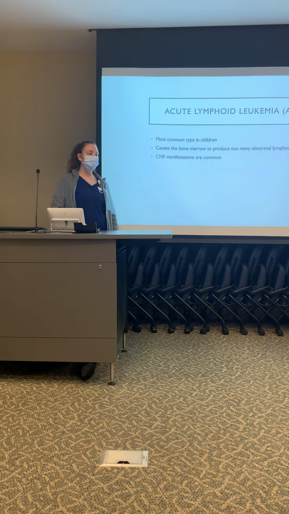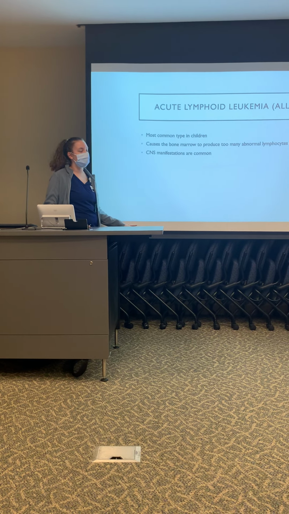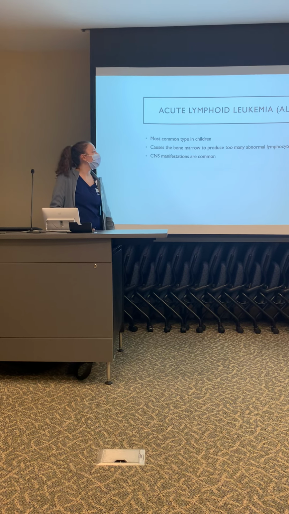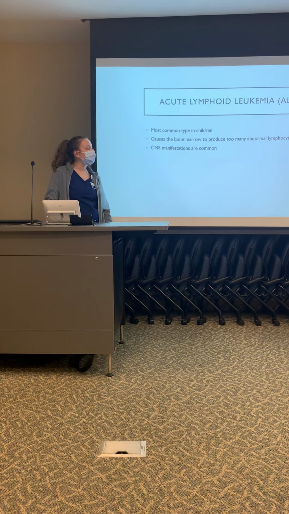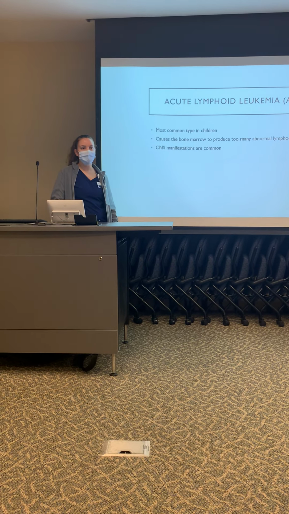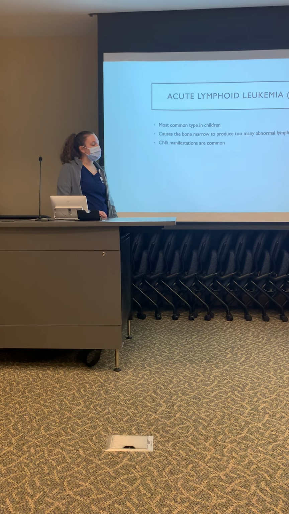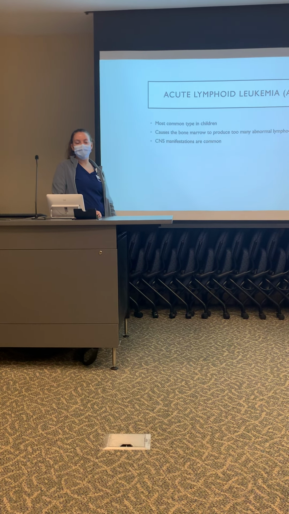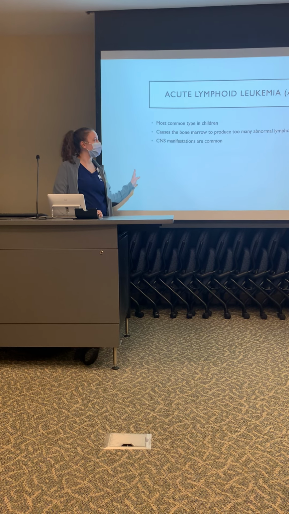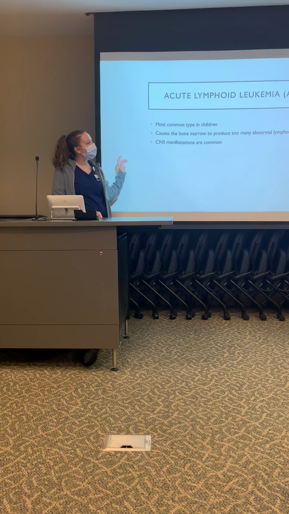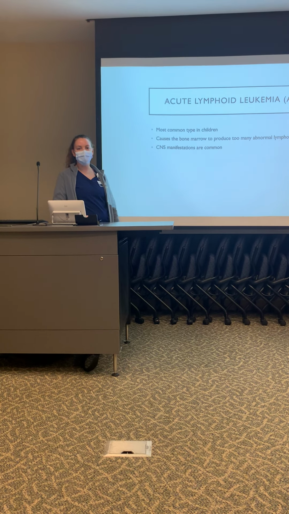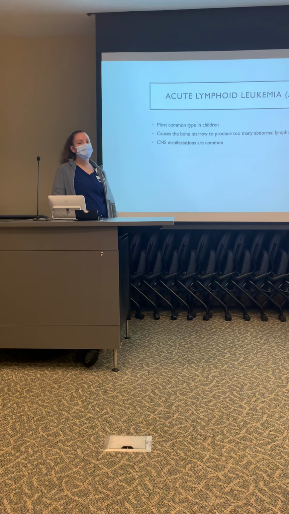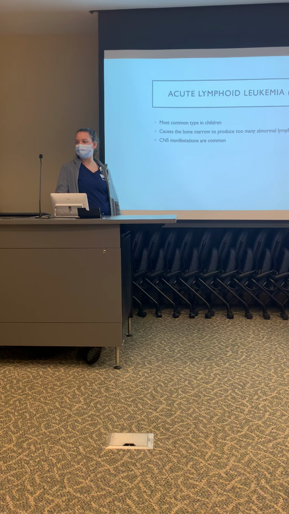With acute lymphoid leukemia, this is the most common type in children. It causes the bone marrow to produce too many abnormal lymphocytes, and CNS manifestations can be common in this type. So you may see the child present with cranial nerve dysfunction. They might have increased intracranial pressure, that kind of thing.